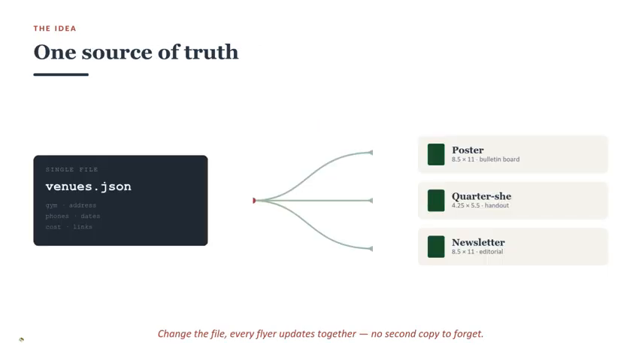The fix is a principle borrowed from software: single source of truth. Instead of the venue name and dates living inside each flyer, they live in one small file. One of them, only one. The flyers are just templates that read from it. Change the file, and every flyer updates together. There's no second copy and paste to forget.